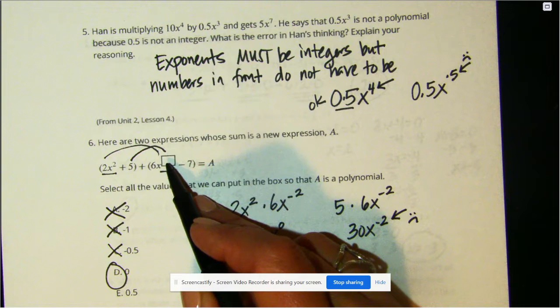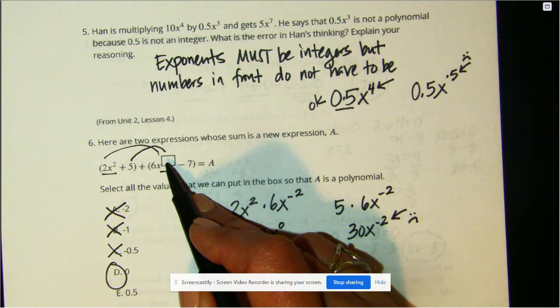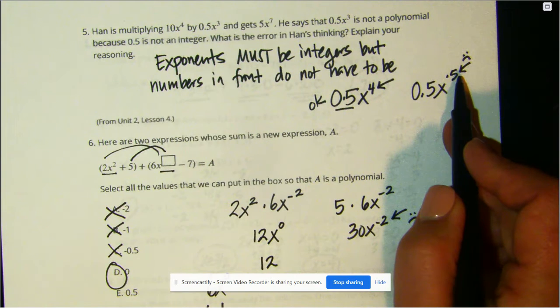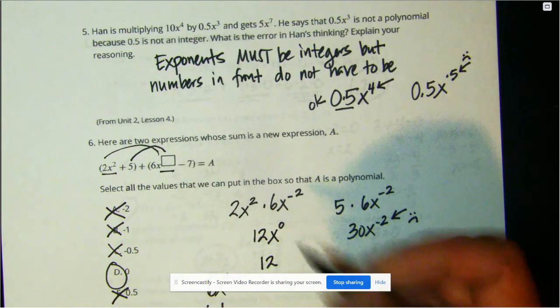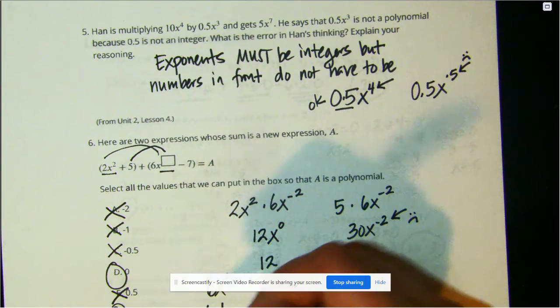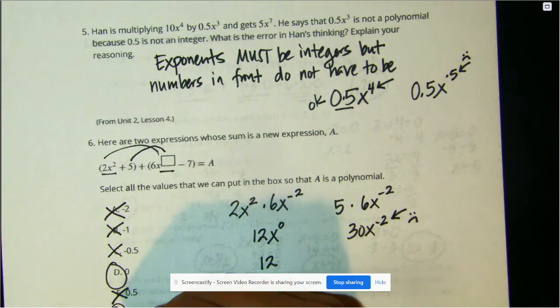I can have a half. Actually, nope, because if I did a half, 5 times 6x to the half, like we talked about up here, I cannot have a non-integer for an exponent, so that one's not going to work. Could I put a 1 in? Absolutely. No negatives, no fraction powers. Could I put a 2? Yes.